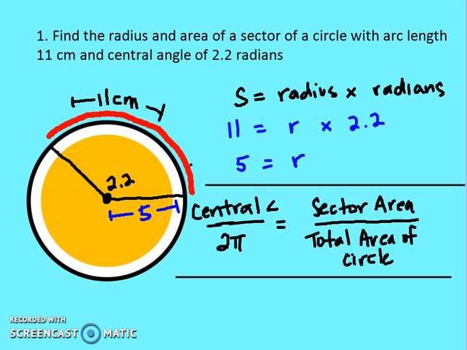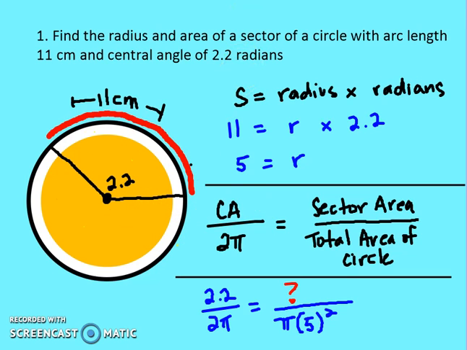Now we're going to set up a proportion. The central angle of the sector over the total number of radians in the circle is proportional to the area of the sector divided by the total area of the circle. So central angle over total number of radians for a circle is equal to the area of the sector divided by the total area of the circle.